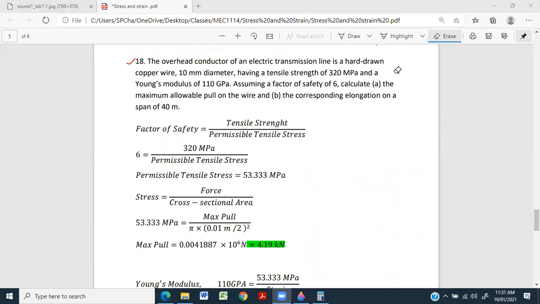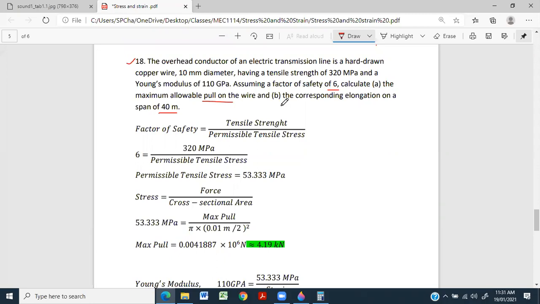Oh, this is actually the thing I was talking about just now. So an overhead conductor of an electric transmission line is a hard drawn copper wire 10 millimeters in diameter, having a tensile strength of 320 megapascals and a Young's modulus of 110 gigapascals. Assuming a safety factor of 6, calculate A, the max allowable pull on the wire, and B, the corresponding elongation on a span of 50 meters.